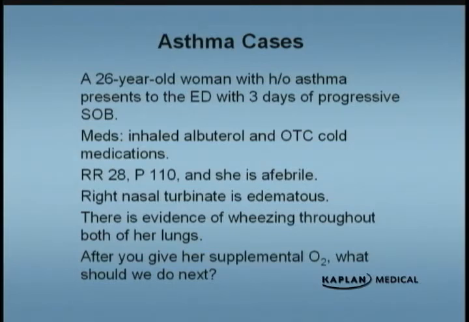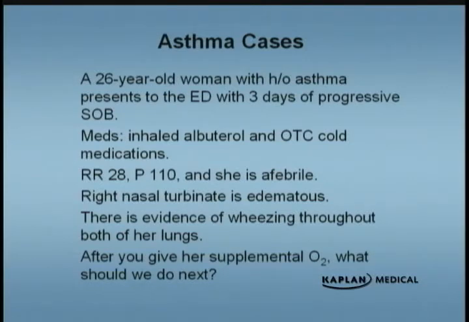She's taking inhaled albuterol and the over-the-counter cold medication. The respiratory rate is 28, pulse is 110, she's febrile. The right nasal turbinate is edematous, so you think maybe that's a nasal polyp there, right? And this is why she's got this hypersensitivity to aspirin and NSAIDs. There's evidence of wheezing throughout both of her lungs. After you give her supplemental oxygen, what should we do next?